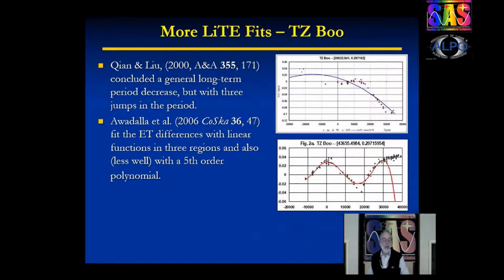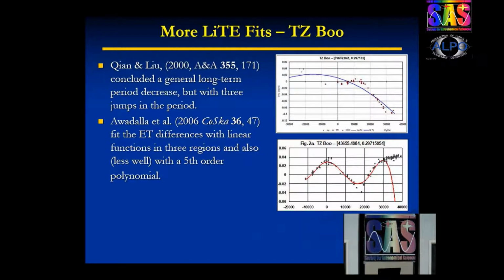Here's another one. Again, shamelessly tooting my own horn. TZ Boo. This one is really weird. Before I started this game, I didn't know what to do with these. I called this a bouncing ball one. It sort of looks like doink, doink, doink. How could this work? These guys from the large Asian country with the red flag concluded that there was a long-term period decrease, and then they wanted to talk about jumps in the period. I don't any longer believe in jumps in period. I think the light time effect can fit most of these.